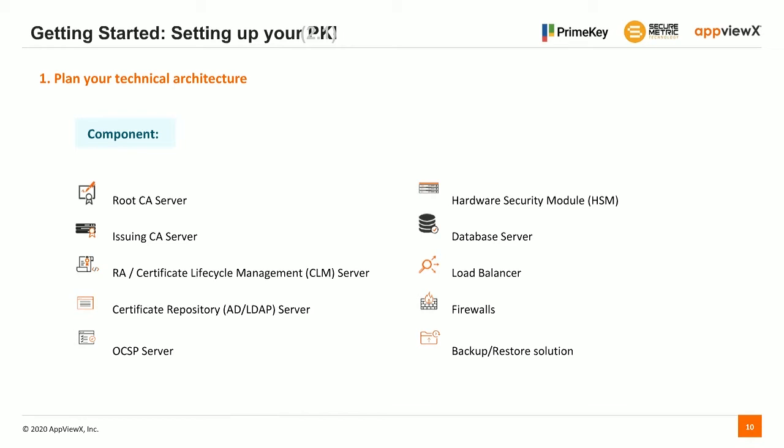workflows of your organization. And you want to have a certificate repository. It could be in the form of your Active Directory or LDAP server. You want to have an OCSP server because most use cases require OCSP these days. You want to have HSMs to protect your keys. You would need a database, right? You need a load balancer. You need firewalls because usually your PKI is buried deep within your organization. And you will need a backup and restore solution to cover this.